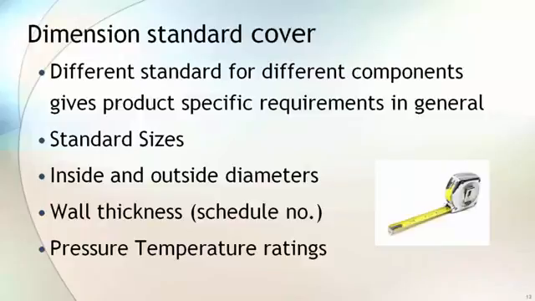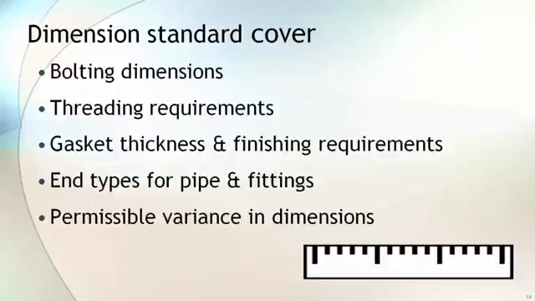Different dimension standards are used for different components. This standard gives product-specific requirements. In general, dimension standards provide size, inside and outside diameter, wall thickness, and pressure temperature rating. For flanges, they also provide bolt hole diameter, various bolting requirements, threading requirements, gasket thickness and finishing requirements, and different types of ends for pipe and pipe fittings. Dimension standard also lists various permissible variations that are acceptable within the dimension requirement.